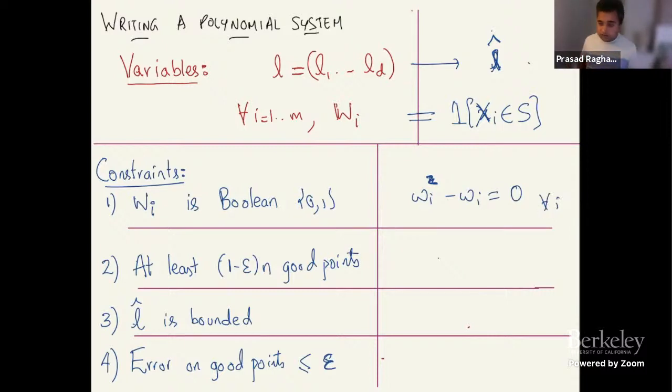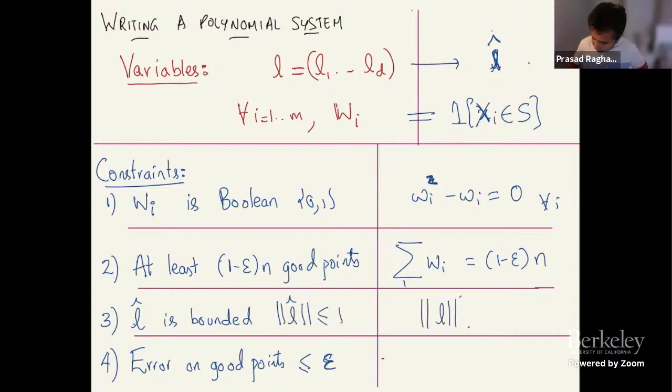Then we want at least a (1 minus epsilon) fraction of the points to be good points. That is just saying the sum over i of wi is equal to (1 minus epsilon) n. And we have a bound on the actual linear function that we're finding. We knew that the original linear function had 2-norm less than 1, so let's do the same thing here: the 2-norm of L squared is less than 1.